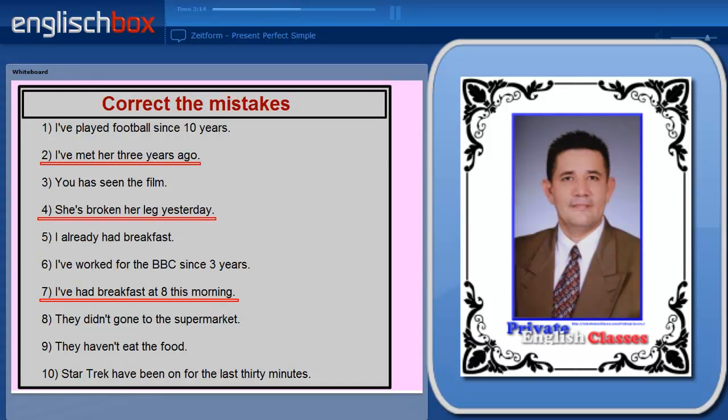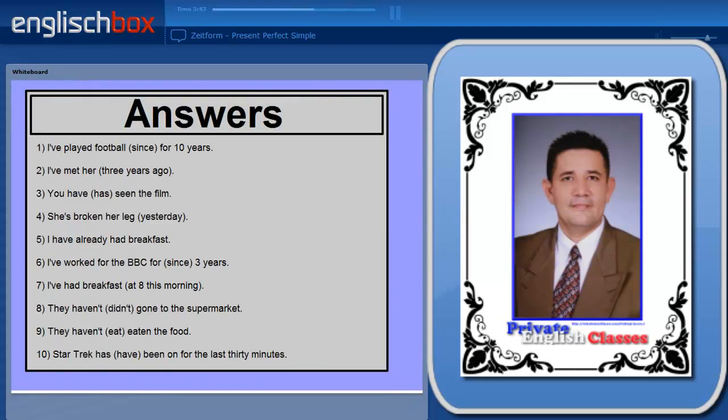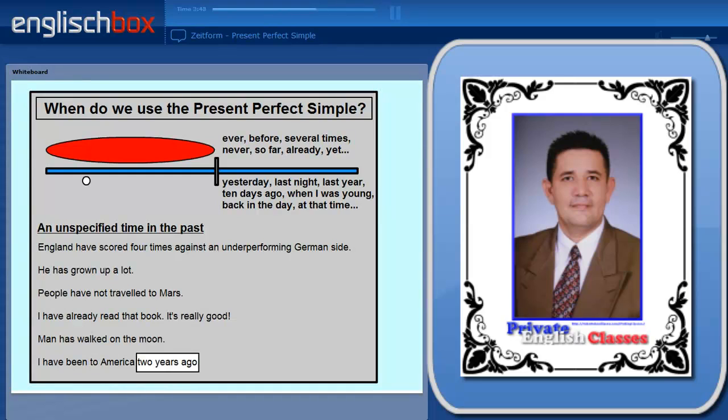Now we have a couple of exercises. There are 10 sentences. In each sentence there is one mistake. Where is the mistake? I've underlined 3 of the sentences for a very special reason. They all have the same mistake in them. I've met her 3 years ago. She's broken her leg yesterday. I've had breakfast at 8 this morning. These are all incorrect. But why? So here are the answers. And here's the explanation of why they are incorrect.